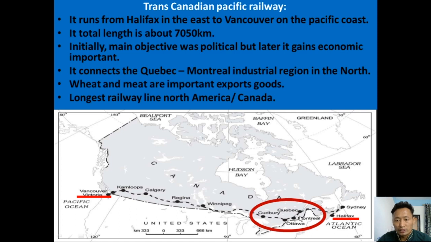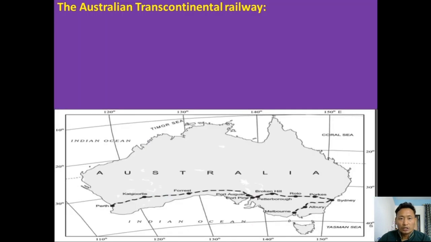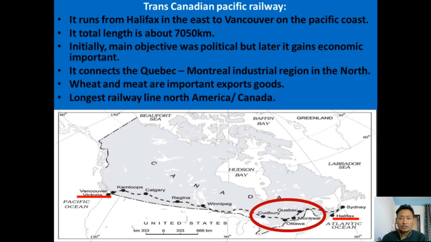This particular railway line helps to move raw materials and industrial goods from one place to another. What type of goods are they transporting? Wheat and meat are important exports. They are exporting from one place to another. So this railway line is the longest in North America and in Canada.